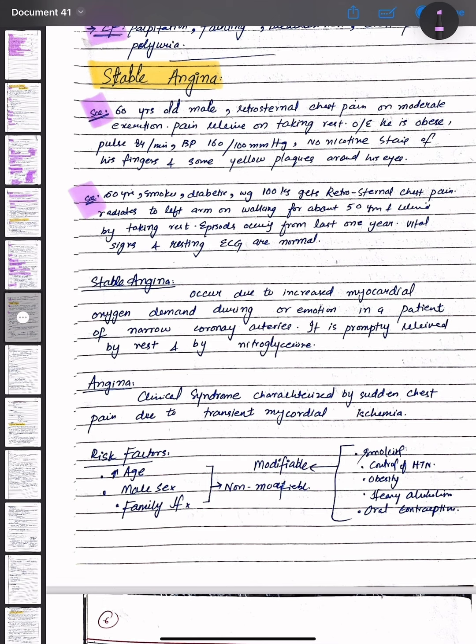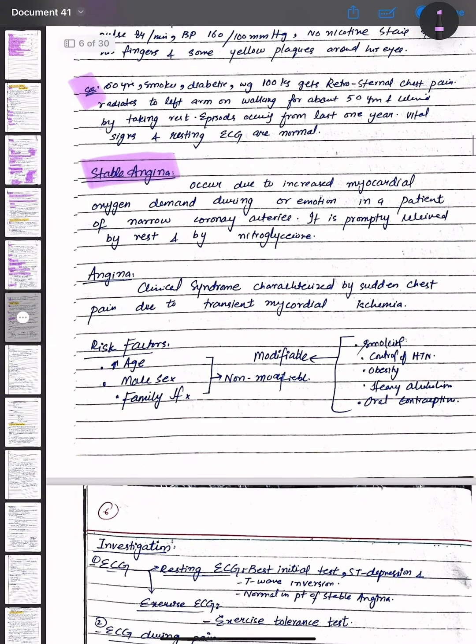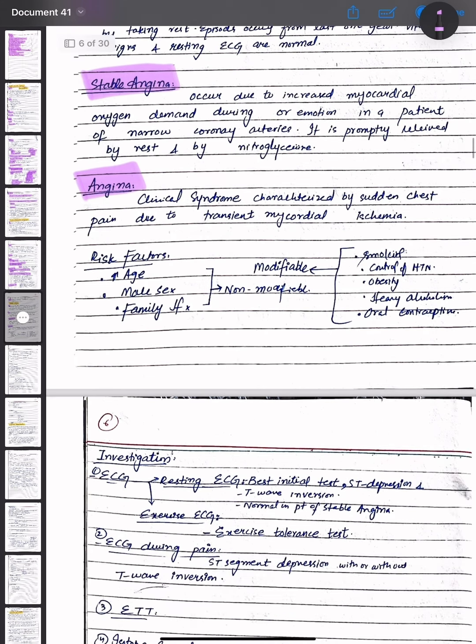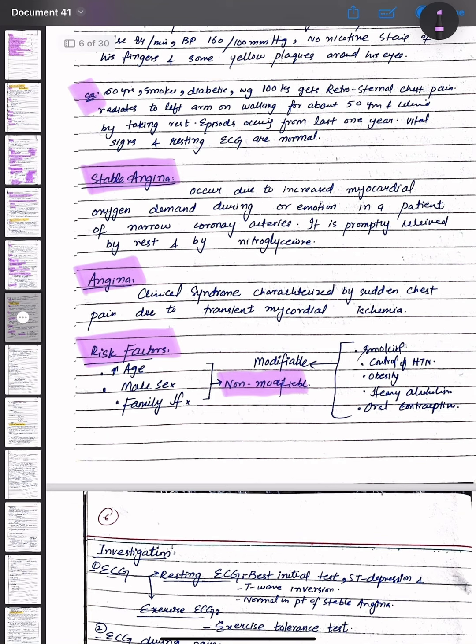Okay, now the stable angina definition, it occurs due to increased myocardial oxygen demand during emotion in a patient with narrow coronary arteries. It is promptly relieved by rest and by nitroglycerin. Then, what is angina? It is a clinical syndrome that is characterized by sudden chest pain due to transient myocardial ischemia. Now, what are the risk factors? These are increased age, male sex, and family history. These increase the risk of stable angina, and these are non-modifiable risk factors, while the modifiable risk factors are smoking, control of hypertension, obesity, heavy alcoholism, and oral contraception.